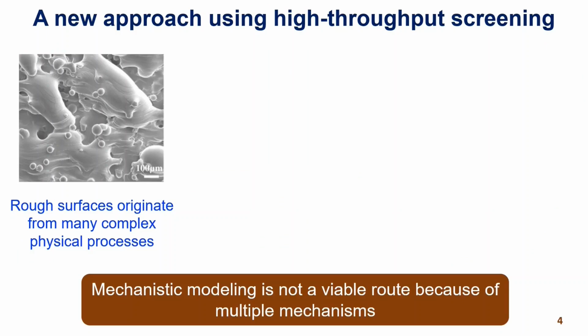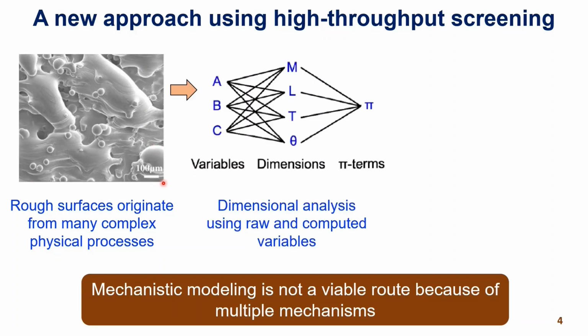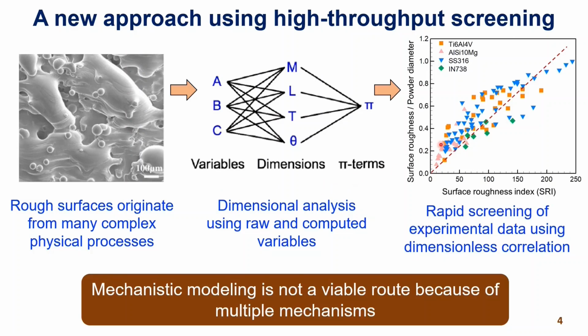Since rough surfaces originate from many complex physical processes, any individual process parameters or computed variables using mechanistic modeling cannot represent several complex physical processes. Here, we derive a dimensionless index combining all necessary process parameters and computed variables using Buckingham pi theorem. Rapid high-throughput screening of experimental surface roughness data and the derived index can help us to find the correlation between them and reduce surface roughness.